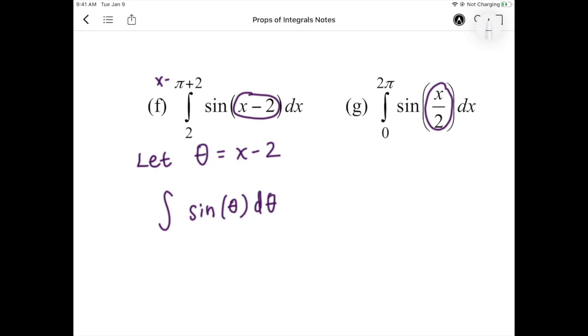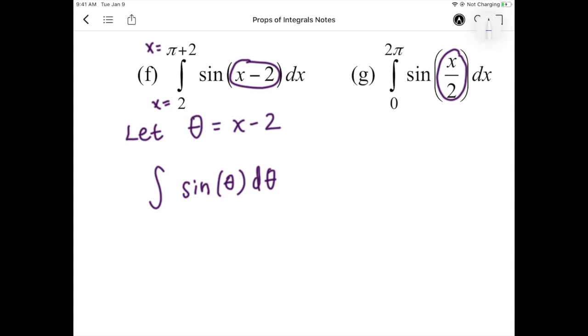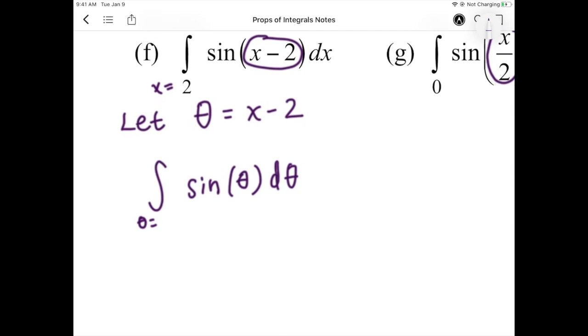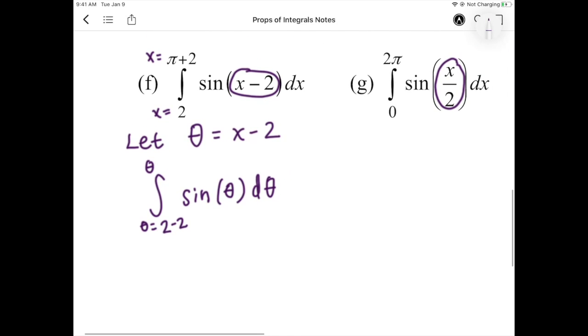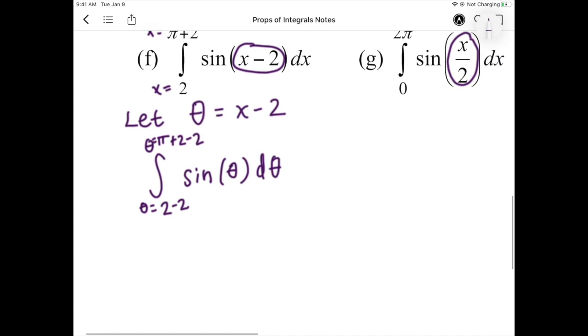But I also have to change these. So these bounds are in terms of x. So here I have x equals 2 and x equals pi plus 2. So now in terms of theta, it's going to be what I had before, so 2 minus 2. And then what I had before was pi plus 2, so it equals pi plus 2, and then I have to subtract 2 from it. So the bounds that I end up getting go from 0 to pi of sine of theta d theta.